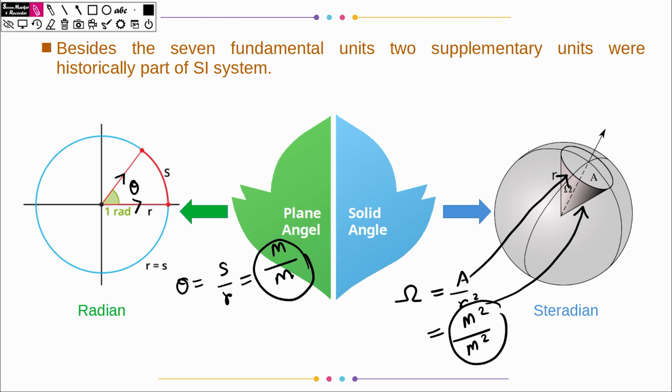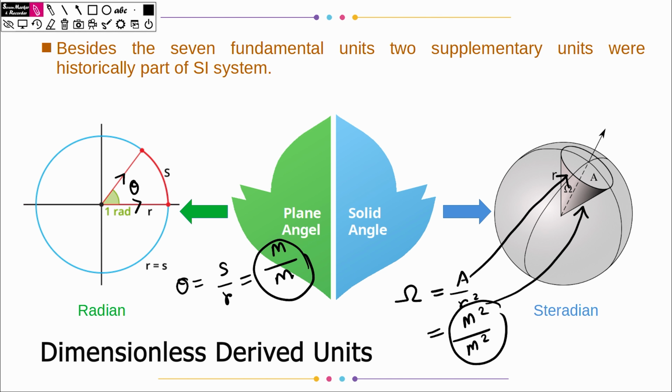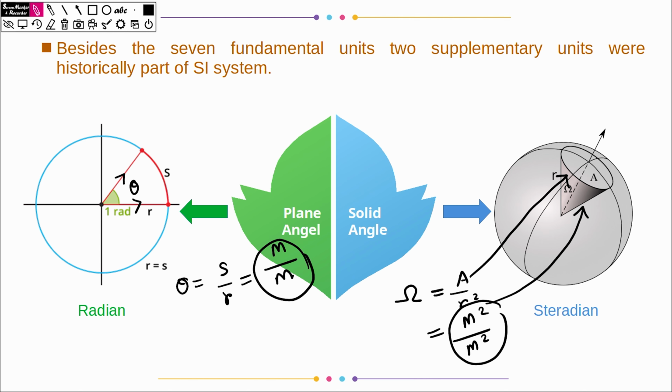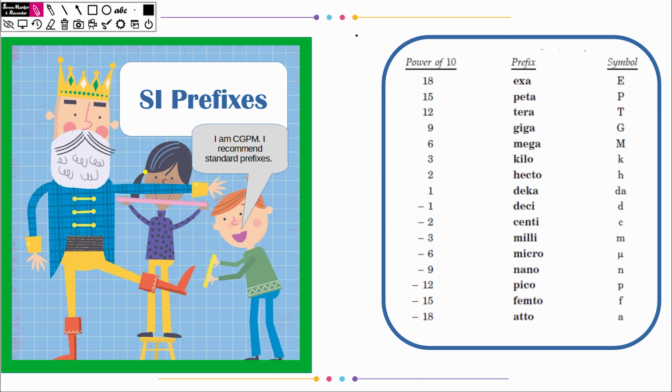Therefore, in 1995, the International Committee reclassified them as dimensionless derived units. They are no longer called supplementary units. SI units use prefixes to express very large or very small quantities. So we can see the table of all SI prefixes that are being used.